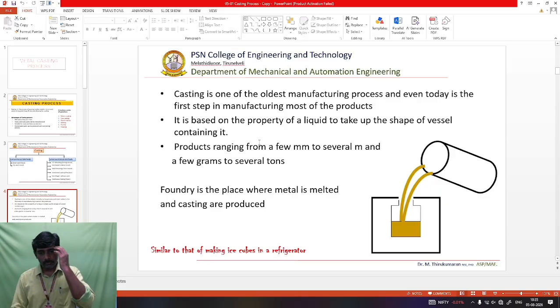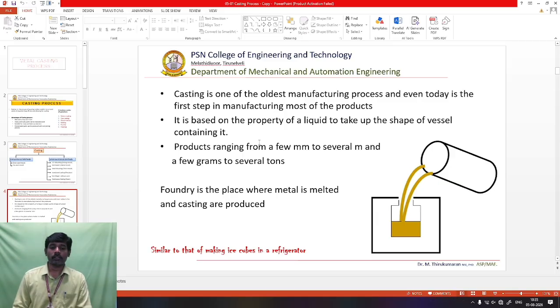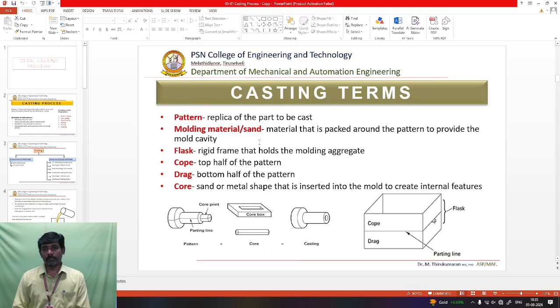Next, very important for the casting process, the foundry is the place where the metal is melted and castings are produced. Next, the casting terms. What terms do we use for the fabrication process and casting methods? Let me go through the keywords one by one. The first one is the pattern, which is very important among the casting terms.